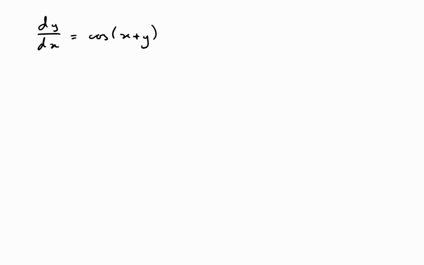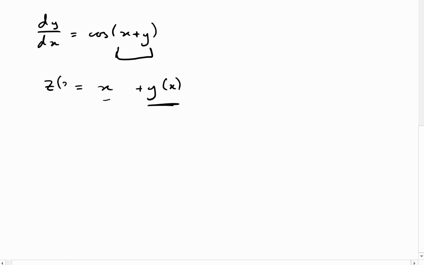So let's say that this difficult thing in the middle, the x plus y, is just equal to z. Remember that y is a function of x. y is our function that we're looking at, x is our variable. So that means that z must be a function of x as well, because z has got x in it, and it's got a function which involves x in it. So it will all be dependent on x. So z is a function of x.